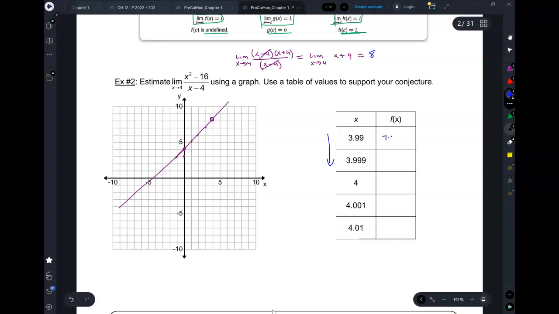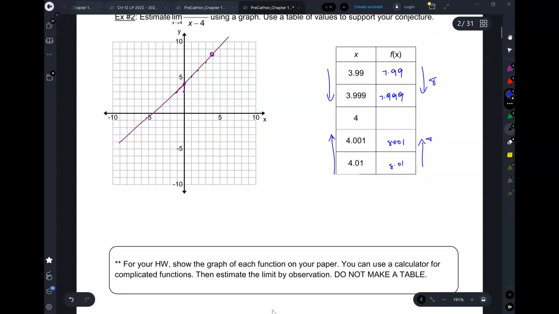Yep. Okay. So this gives you 7.99. This gives you 7.999. Do you see how it's approaching 8? And similarly from here, we get 8.01, 8.001. Again, it's approaching a value of 8. Okay?